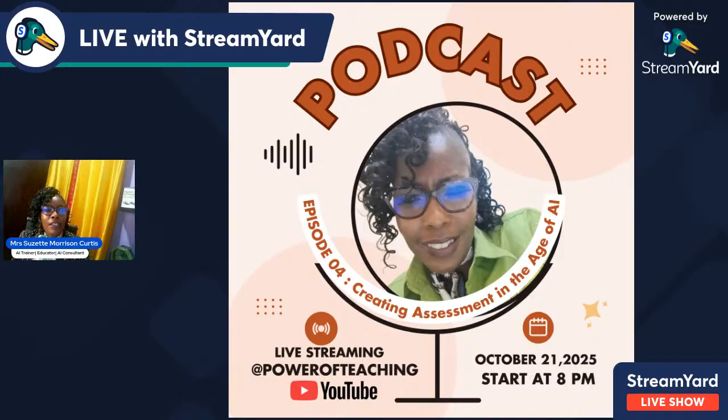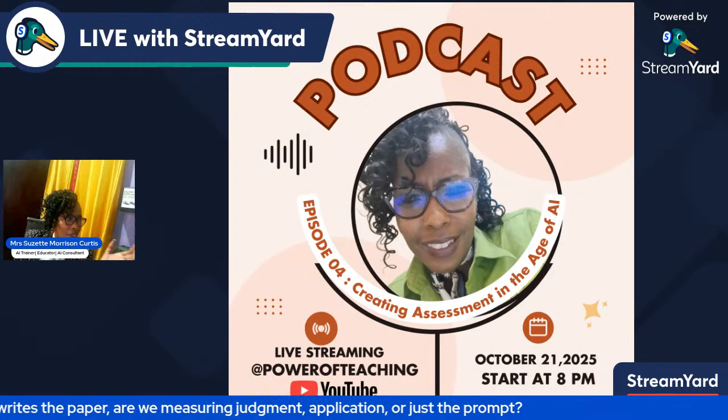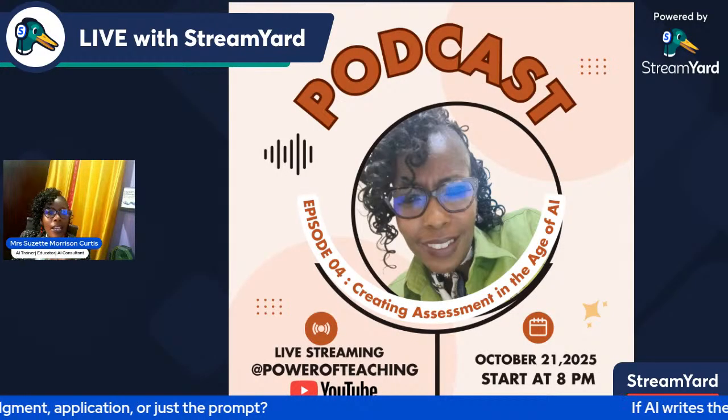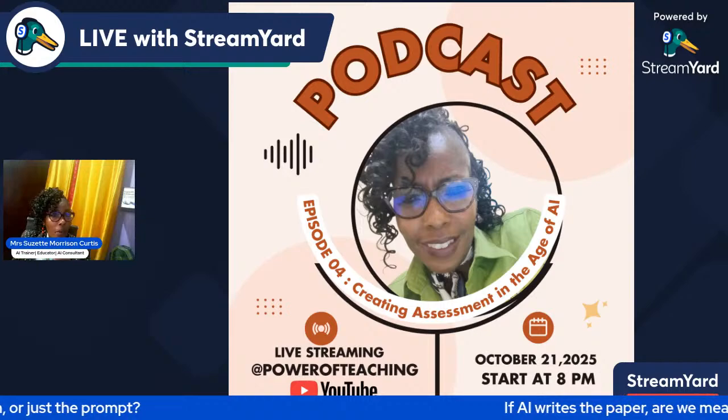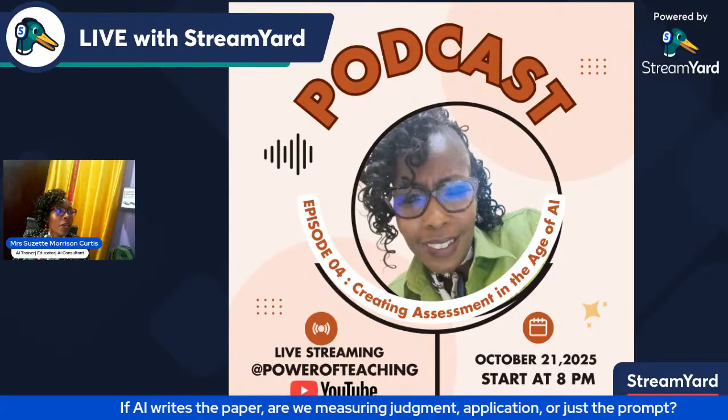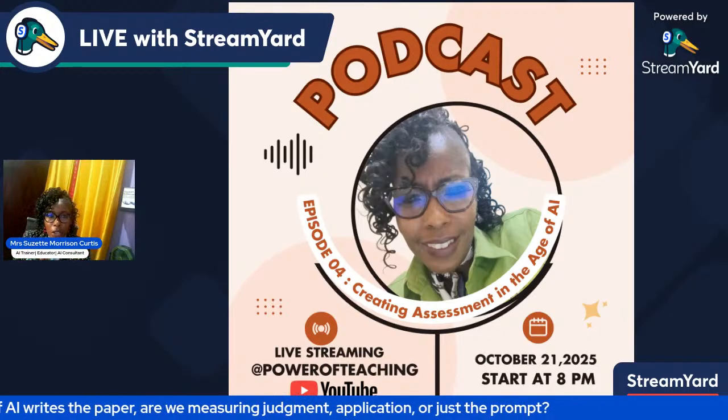So let's start it now. Let's see what happens. Now, this first question is very riveting. It basically asks, if AI writes the paper, are we measuring judgment, application, or just the prompt? So weigh in and tell me what your views are.